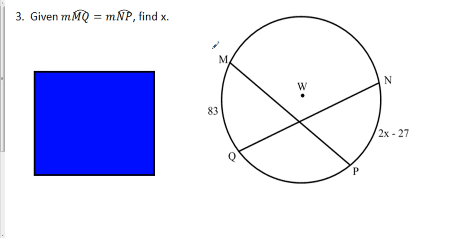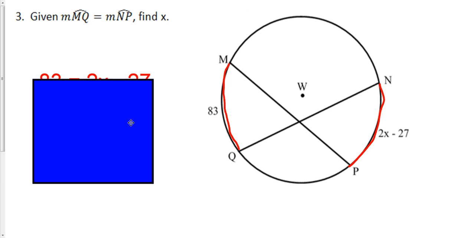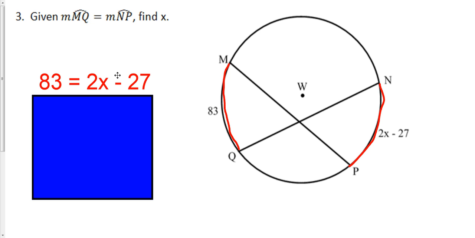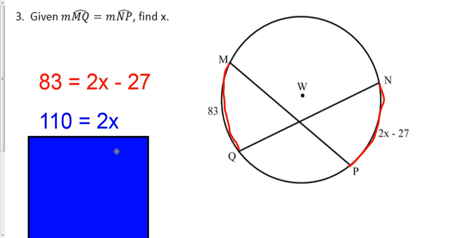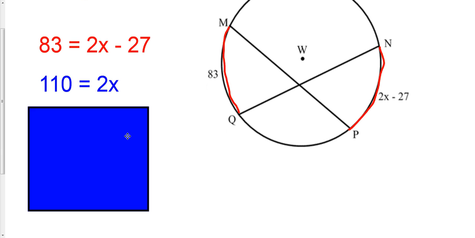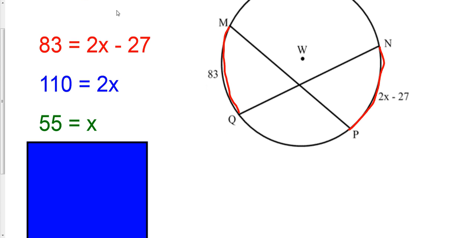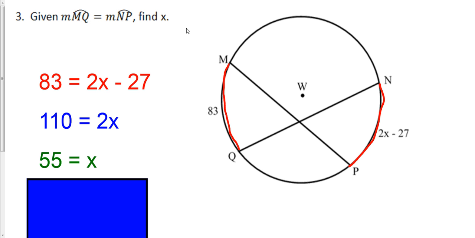Last example here, we are given that MQ, this arc, measures the exact same as NP, this arc. So we need to find x. Well, if these two are the exact same, we can just write an equation saying they're the exact same. 83 equals 2x minus 27. So to find x, we would just add 27 to both sides. So we'd get 110 equals 2x. Divide both sides by 2 to get x alone, so we would get 55 equals x. And that's how we would solve for x in that case.